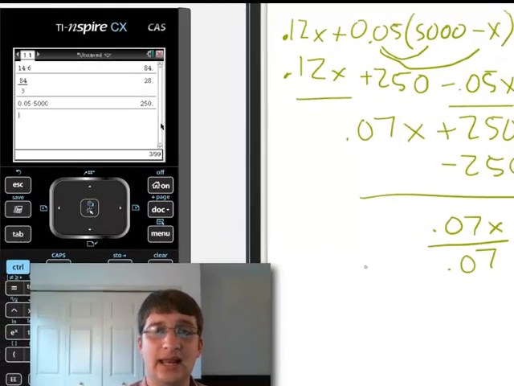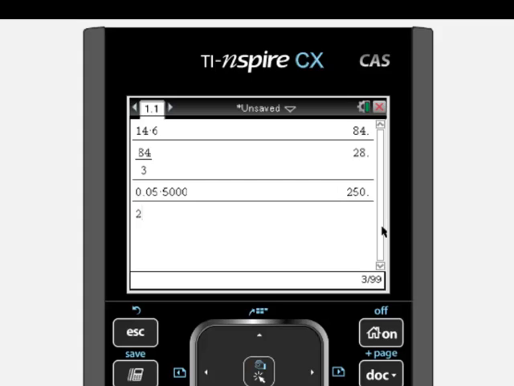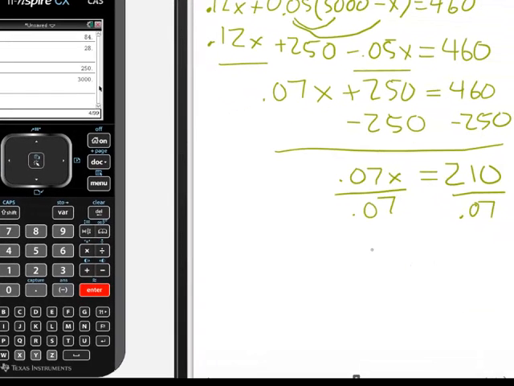Let's see what that answer is. We got 210, and we're going to divide it by 0.07, and what I got was 3,000. So x equals 3,000 is my answer, and I am done. Awesome. Let's go on to one more example before we're done for the day.